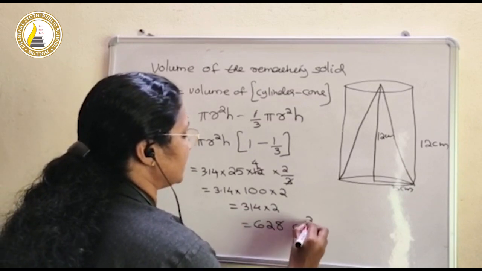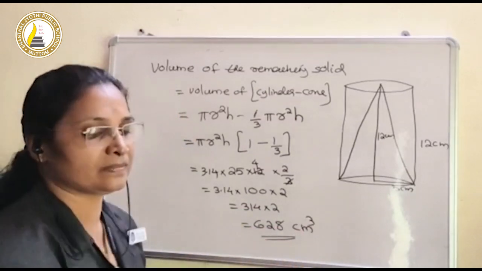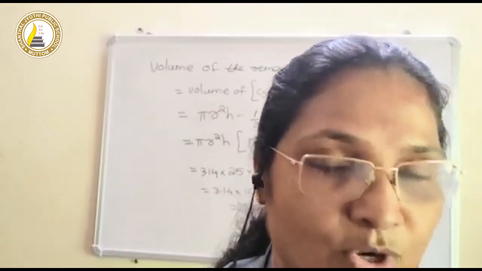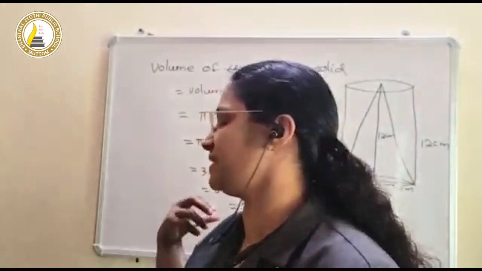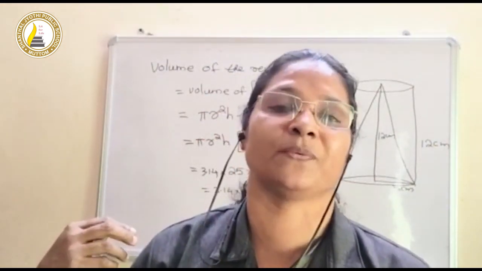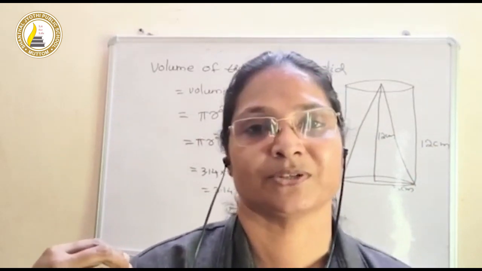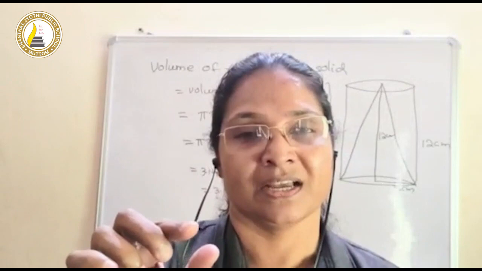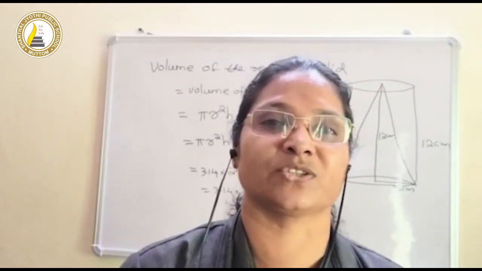Unit of volume is centimeter cube. So we got the volume of the remaining solid as 628 centimeter cube. This is one of the most important and most difficult topics from the 10th standard syllabus: surface areas and volumes, combination of solids. But very easily we can calculate it actually.